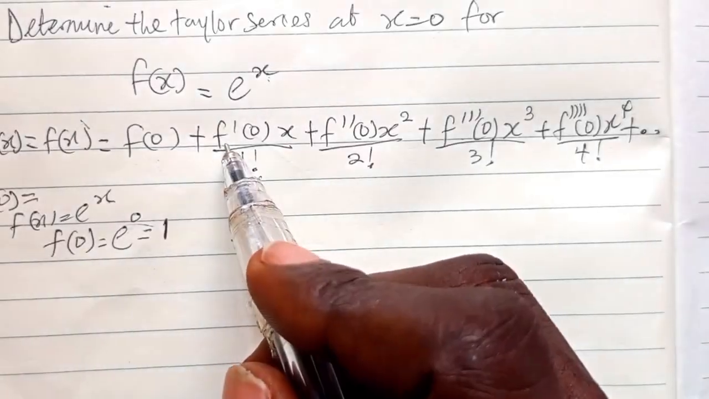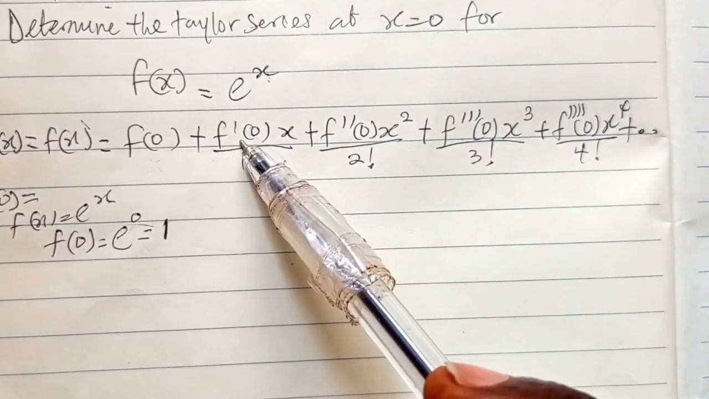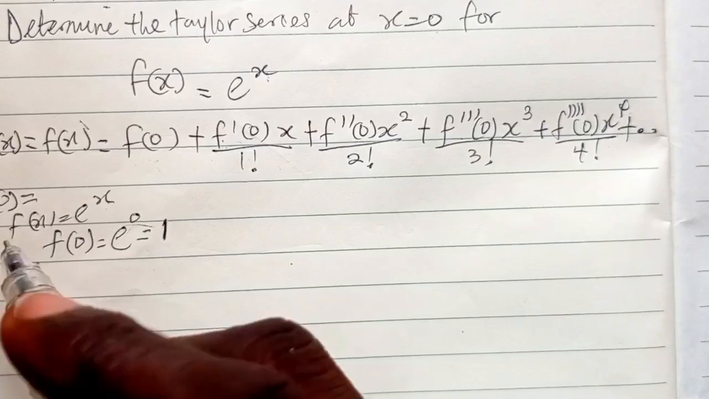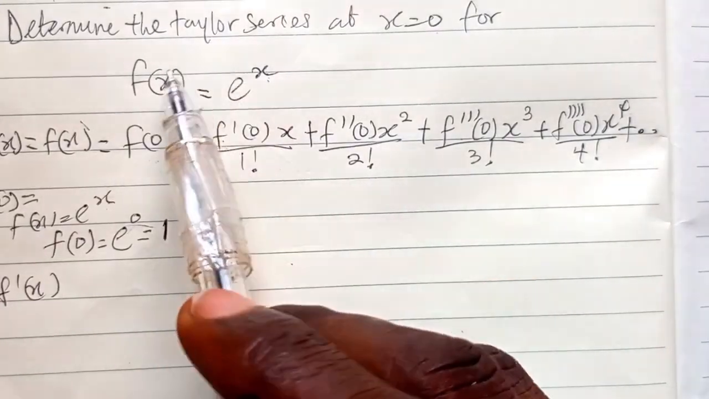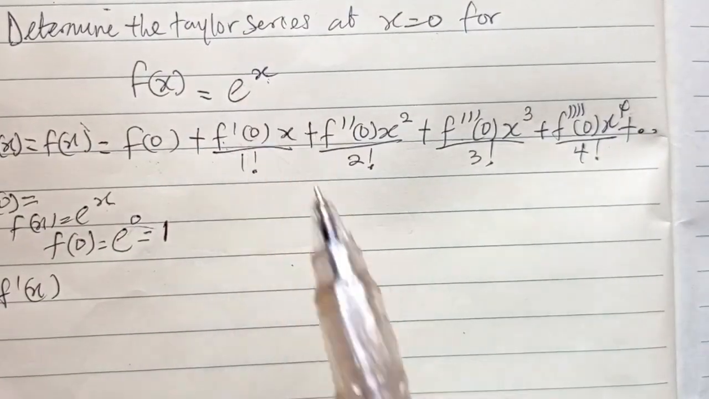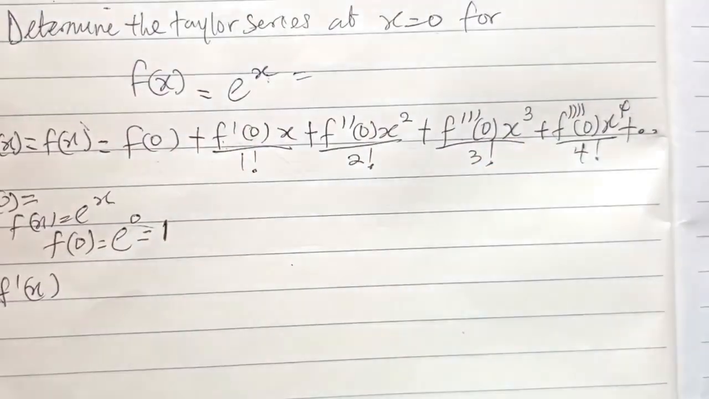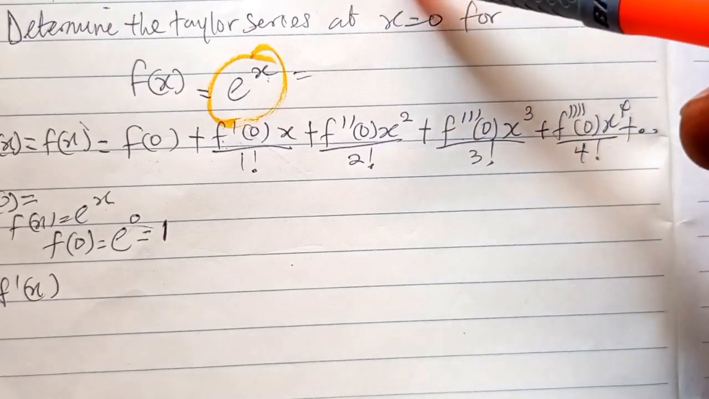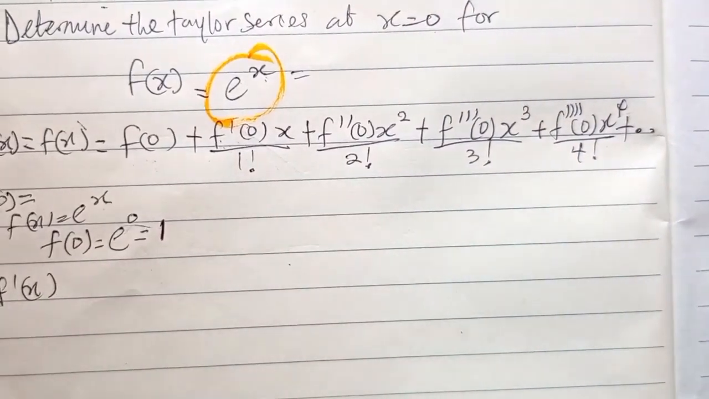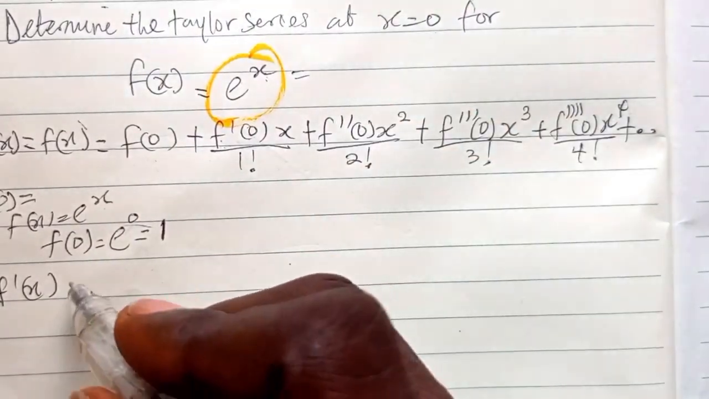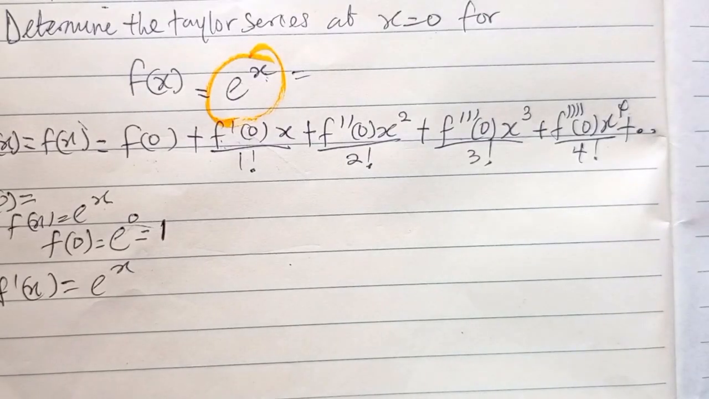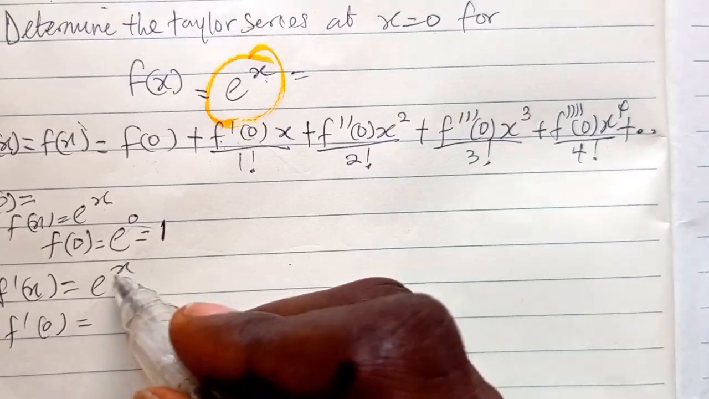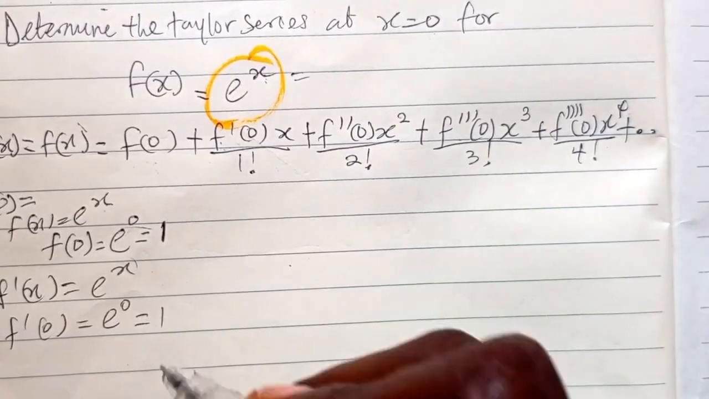So the next part is f prime of x. Before you can do f prime of 0, you must know f prime of x. So let's differentiate this. This is f of x here, don't forget. If you differentiate e to the power x, anytime you differentiate e to the power x, you must always get that same thing, e to the power x. So this one will give you e to the power x here. Then you now do f prime of 0. Anywhere you see x, just put 0 there, exponential of 0 will give you 1.